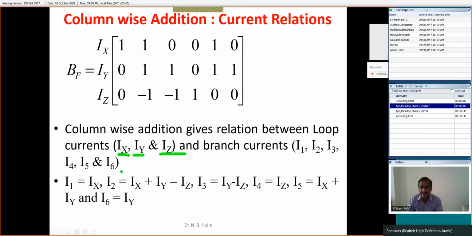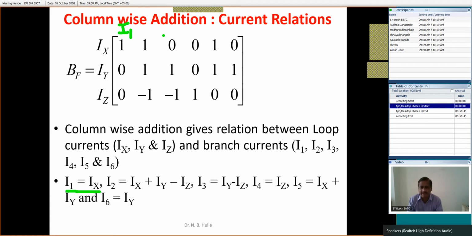Now look at the first relation. If it is branch number 1, then this I1, which is the branch current, I1 is equal to same as Ix, only this column. This I1 is here. What is the equation for I1? This I1 is equal to Ix plus 0 Iy plus 0 Iz. Means I1 is equal to Ix is this relation.